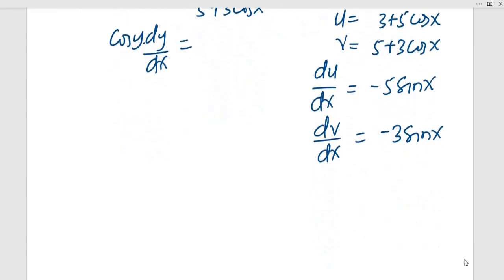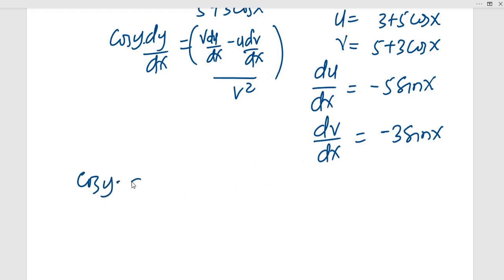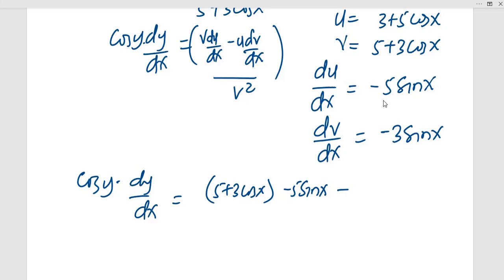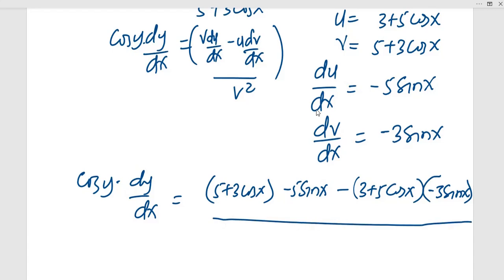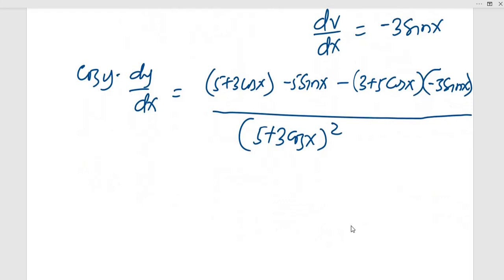So we substitute in our equation, which is equal to (v du/dx minus u dv/dx) divided by v squared. So now cos y times dy/dx will equal, our v is 5 plus 3 cos x, multiplied by du/dx, which is negative 5 sine x. Now minus u, which is 3 plus 5 cos x, times dv/dx, which is negative 3 sine x. Now divided by v squared, which is (5 plus 3 cos x) all squared. Now we need to simplify this expression.